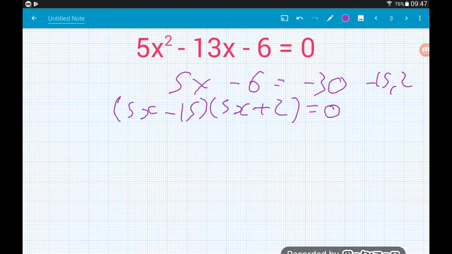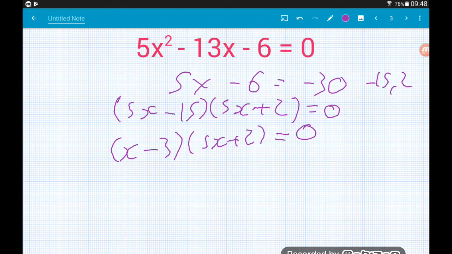Okay, and then the final step towards factorising is to cancel out any common terms in either of the brackets. So we've got a common factor of 5 in that first bracket. If we divide that 5 out, we will be left with x minus 3 times 5x plus 2 equals 0. Okay, so up to there the factorising is done. We are now in the position where we can get our solutions. So we got two possibilities.